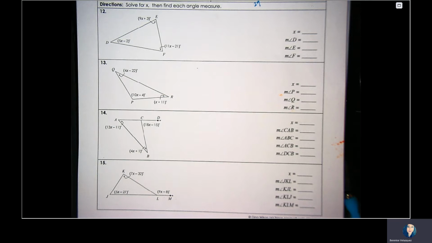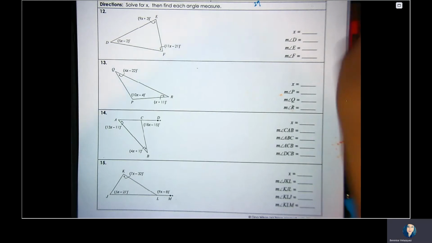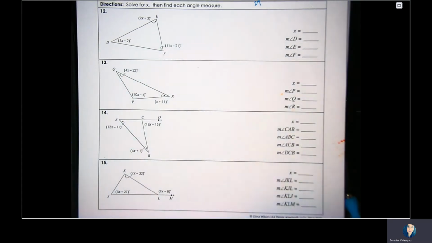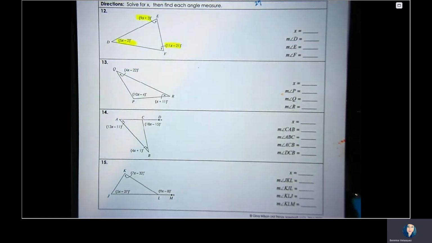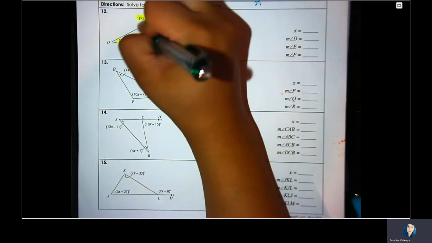Okay, so solve for x, then find each measure, which is a fancy way of saying just plug it in. Anytime they give me everything on the inside of a triangle, it's very simple what they want you to do. They want you to put all 3 parts on the inside, because even though these look like they're on the outside, the arrows are pointing towards the inside. And they just want you to take all 3 and set them equal to 180.